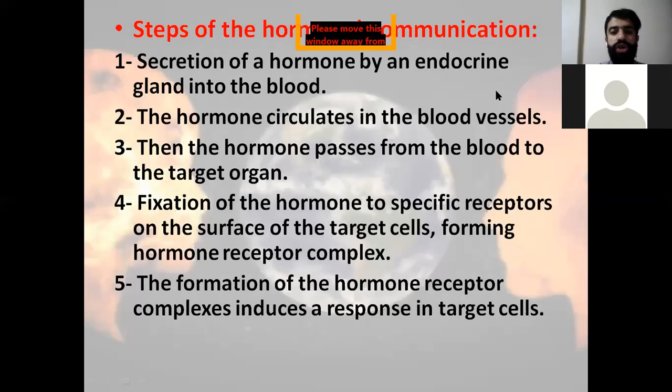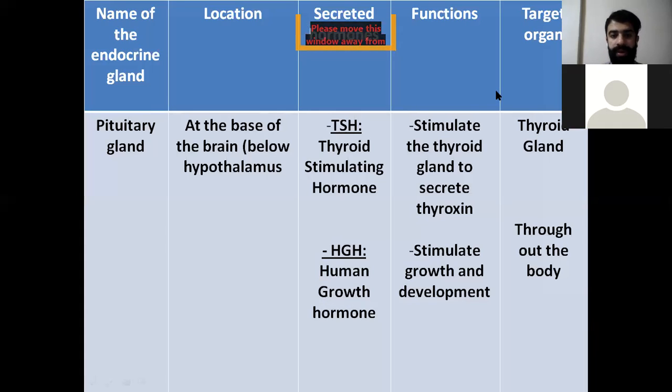Moving now to the table. This table is showing the name of the endocrine gland, their location, the hormones secreted, their function, and their target organ. Here, can you analyze this? I think no. We have to study them. Okay? So here we have to study these notes. So name of the endocrine gland. First of all, we have the pituitary gland.